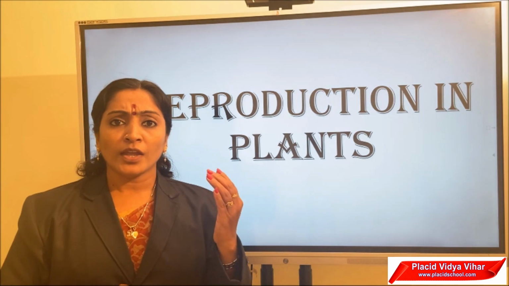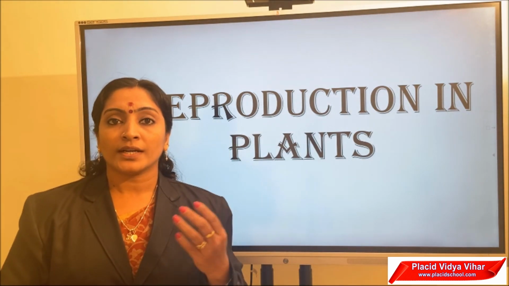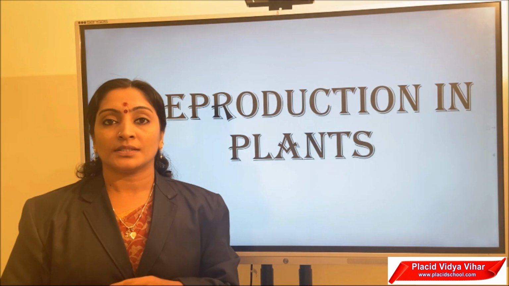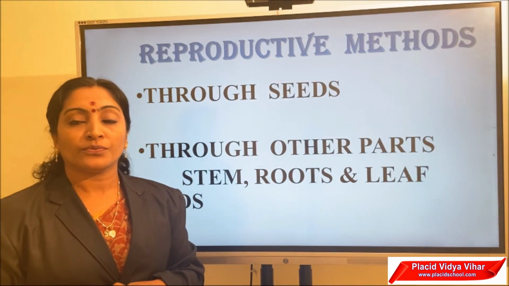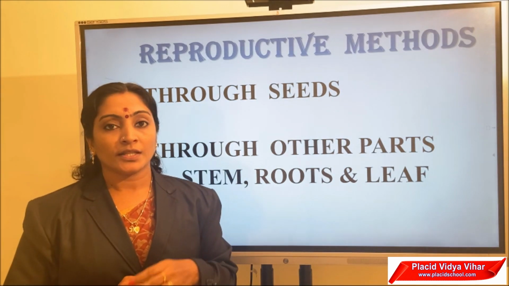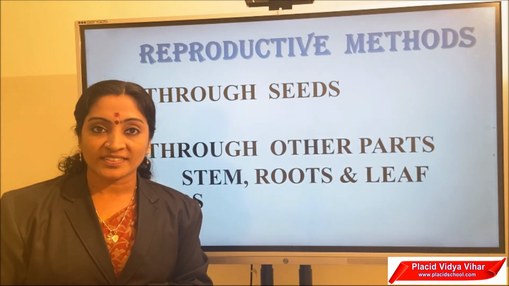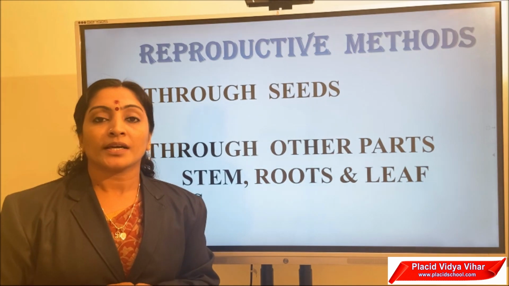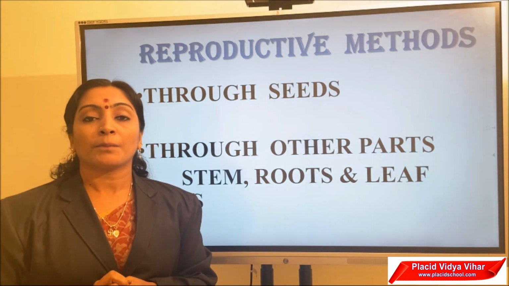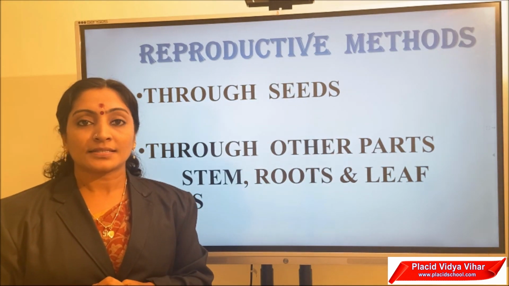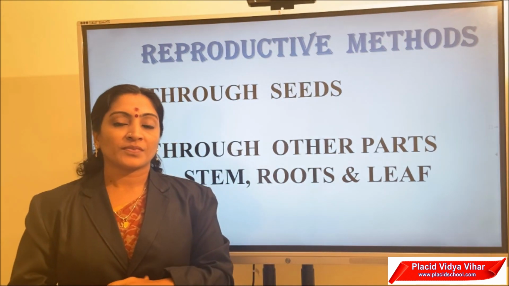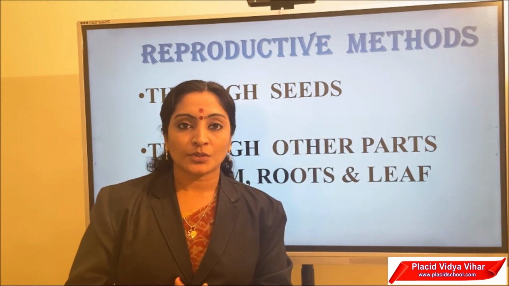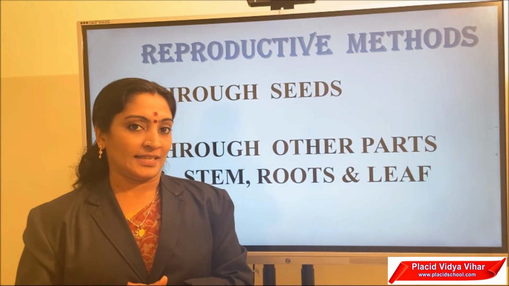Then, have you ever thought what are the different types of reproductive methods in plants? In plants, two different types of reproductive methods are there. The first one, reproduction through seeds, and the second one, reproduction through other plant parts like stem, root and leaves. First, we will see the reproduction through seeds in detail.